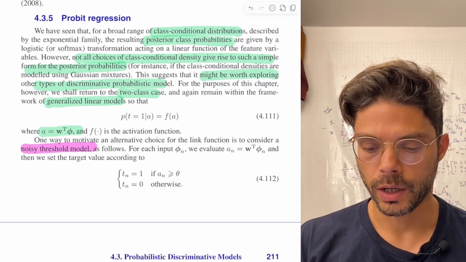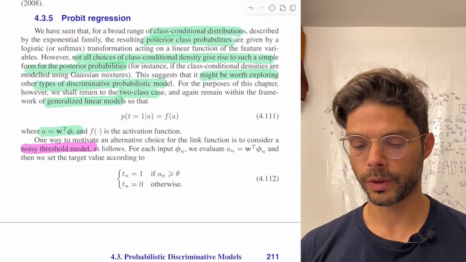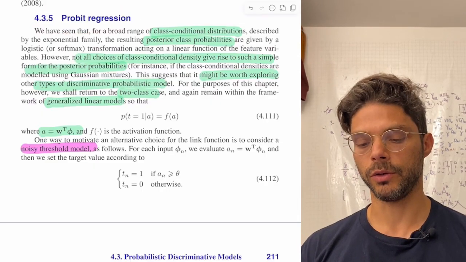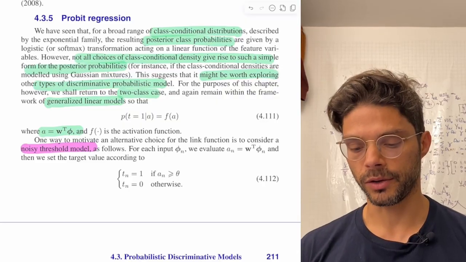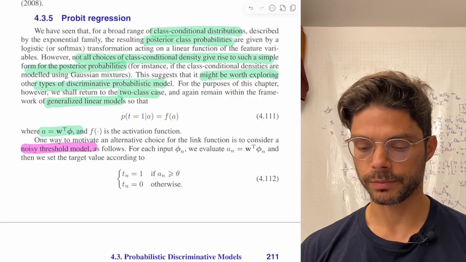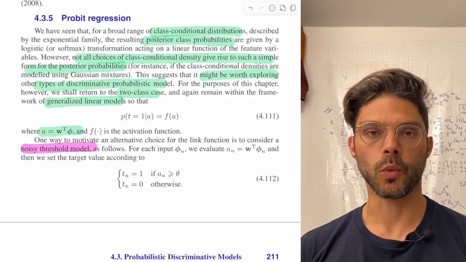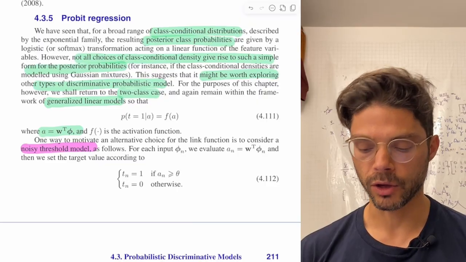Welcome back, everyone. We are in 4.35 talking about something called Probit regression. So the basic idea of this section is to try to expand the set of models that we use to capture the posterior probabilities on classes. And so we're going to talk about this Probit model here, and we'll discuss where it can come from, so how you might encounter it in the data.